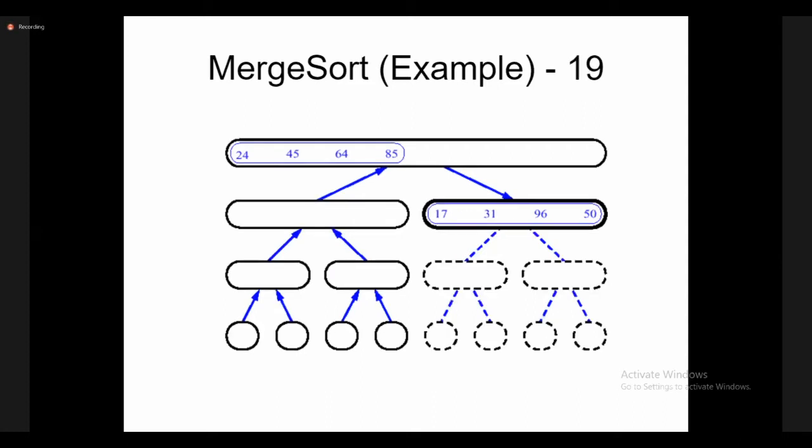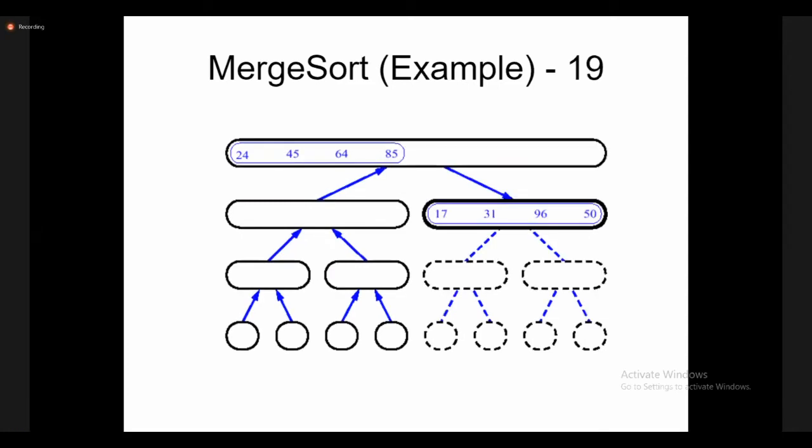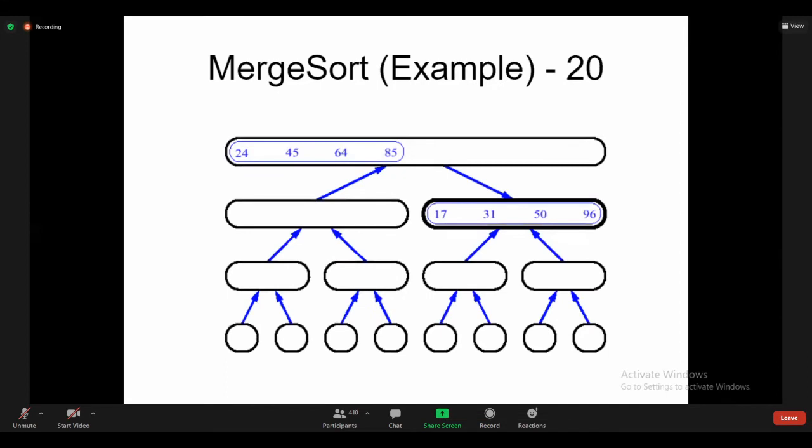So 17, 31, 96, 50. Again divided: 17, 31 is one part, 96, 50 is another part. So 17 itself is sorted, 31 itself is sorted, so the order is 17, 31. 96 is sorted itself, 50 is sorted itself. So 96 and 50, 50 and 96 is the sorted order. After that, 17, 31, 50, 96.